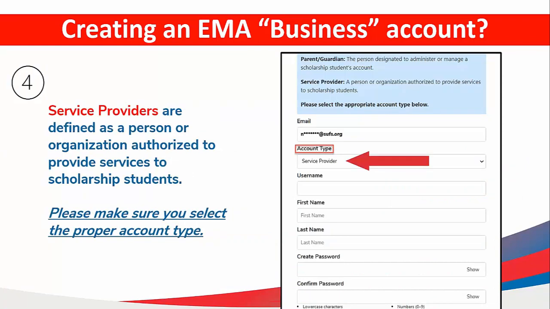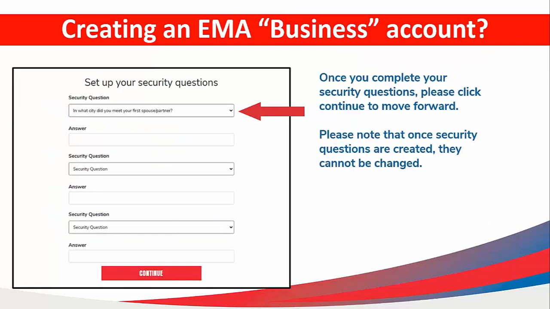Service providers refer to individuals or organizations who are authorized to offer services to scholarship students. Please make sure you select the proper account type. There are two drop-down options under account type. To create a provider account, you must select the service provider as the account type. Once you complete your security questions, please click continue to move forward. Please note that once security questions are created, they cannot be altered.